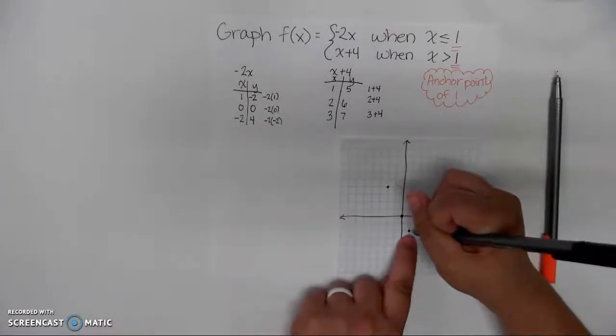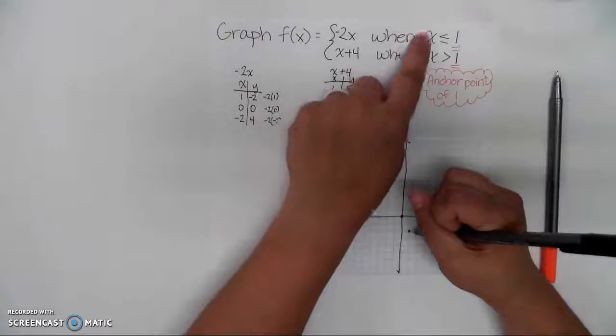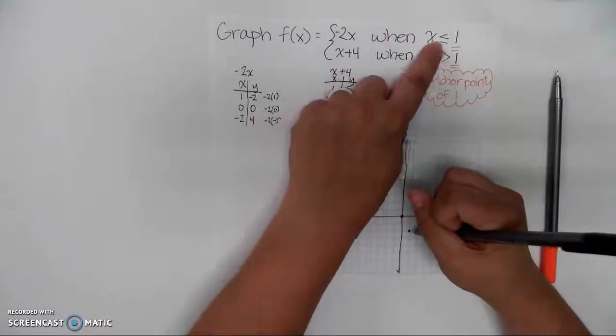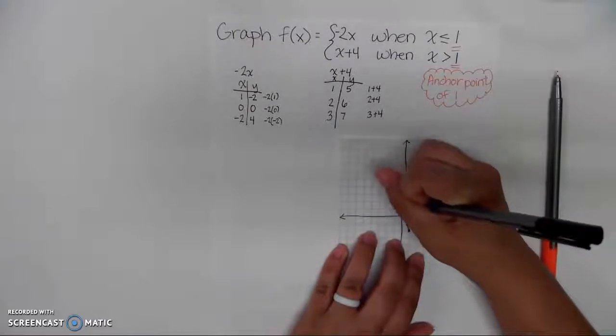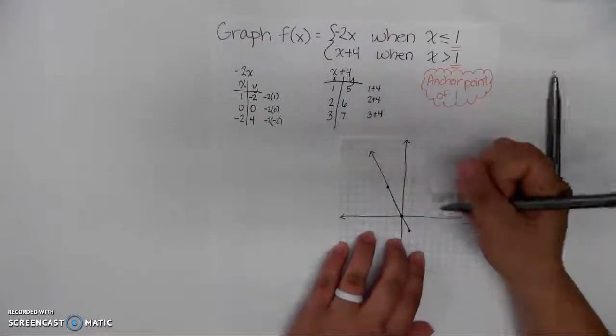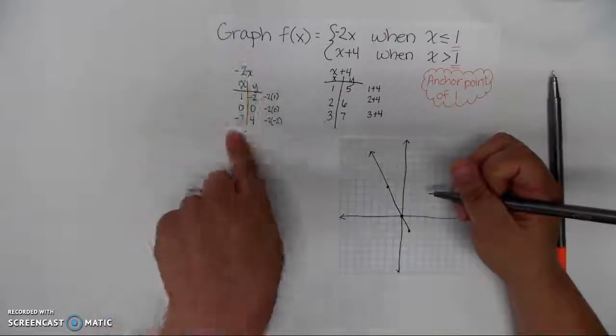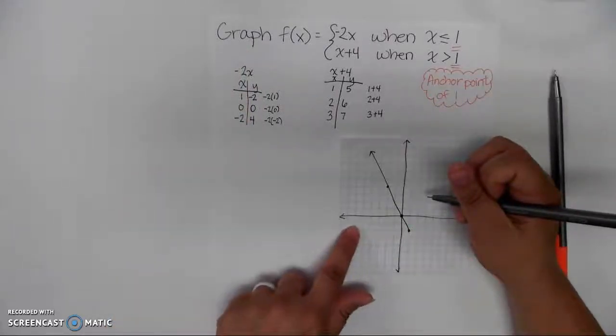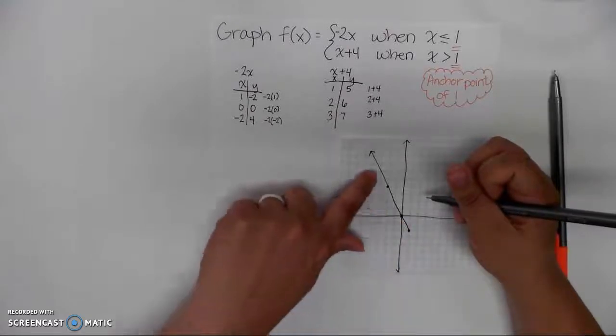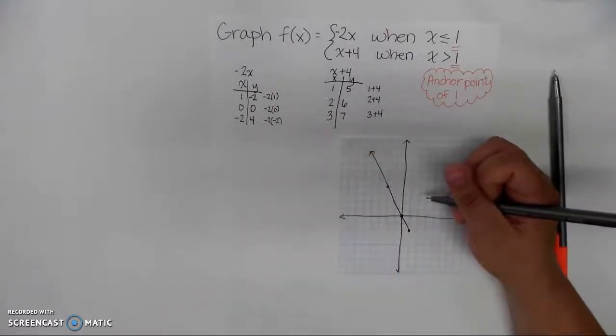Notice how I have a closed circle here. I have a closed circle here because it's less than or equal to 1. So I am actually going to plot that point. So there is that part of the graph. Remember, this is numbers less than 1. And did I show that it was less than 1? Yes, all my numbers on this part of the graph are less than 1.